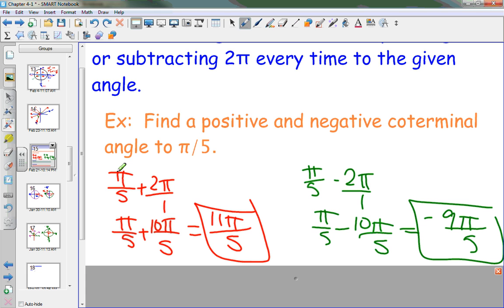Where did the 5 come from on the bottom? I need a common denominator. You need a common denominator between 1 and 5.